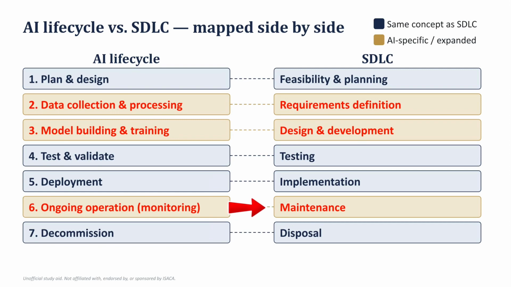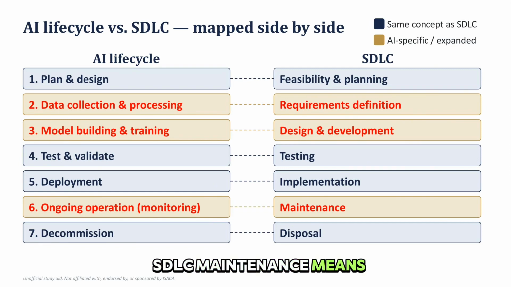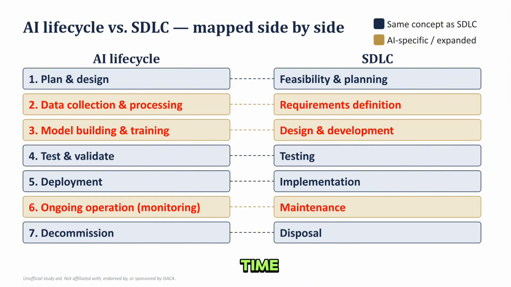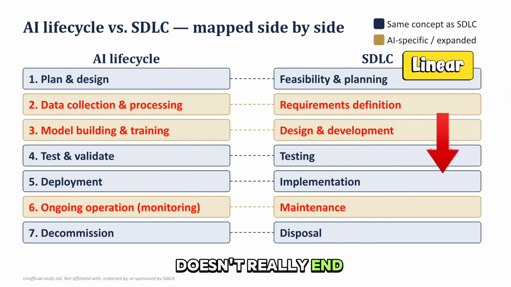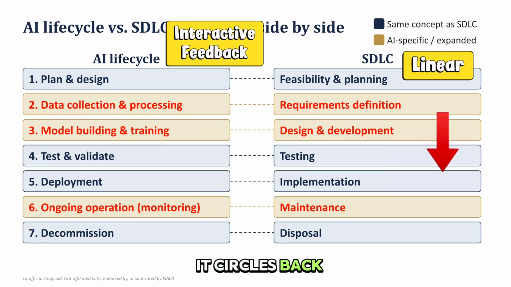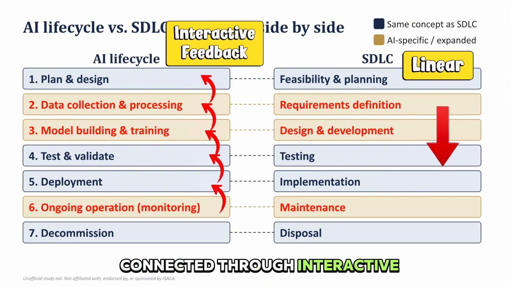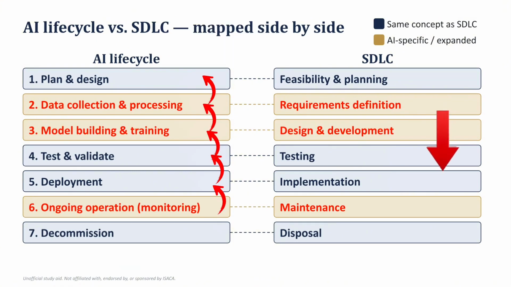Third divergence. SDLC maintenance means patching bugs when something breaks. AI monitoring is different. You're monitoring AI performance, watching for drift, meaning the model's performance degrading over time as the real world changes. And when that happens, the fix isn't a patch. It's a loop back to the data stage for retraining. This life cycle doesn't really end at deployment. It circles back on itself, connected through iterative feedback for improvement.